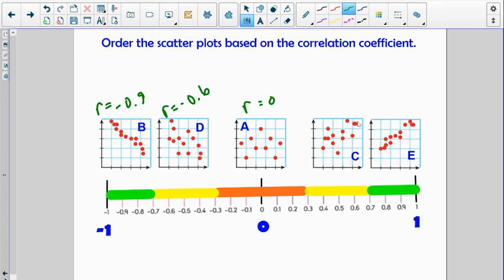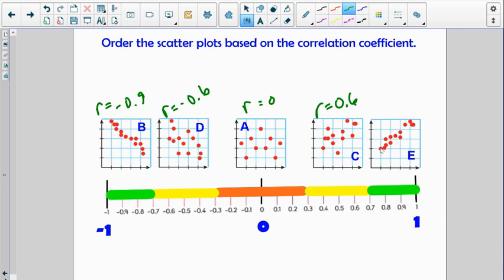Scatter plot C, we had that positive trend. The points are scattered, meaning it's a weak correlation. Now, if you compare it to D, is scatter plot D stronger or weaker than scatter plot C, or maybe even about the same? Looking at the two, I'd say they're pretty similar in terms of how strong the correlation is. The only difference is that scatter plot D had a negative trend, and scatter plot C has a positive trend. So I am going to apply the same strength, but show that it's a positive 0.6 instead of a negative 0.6.